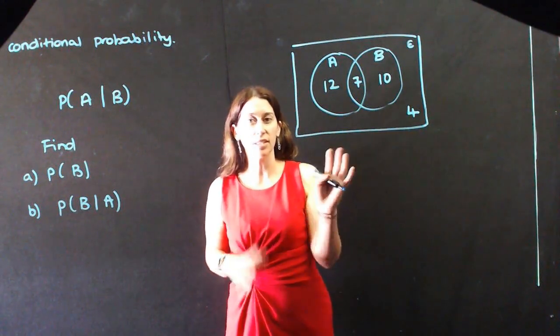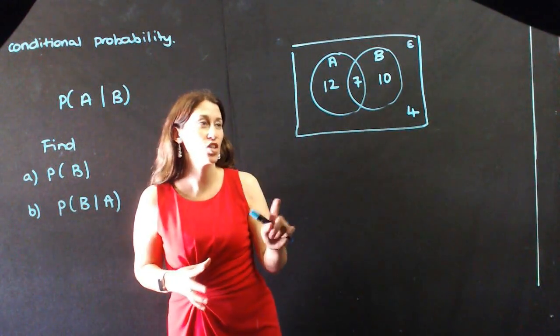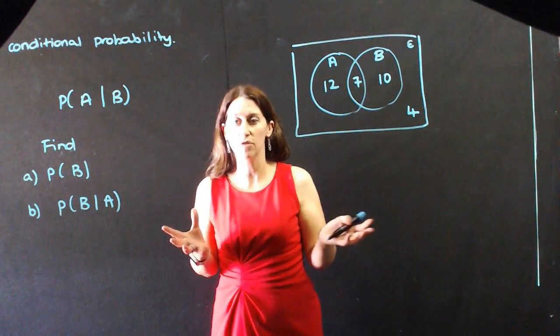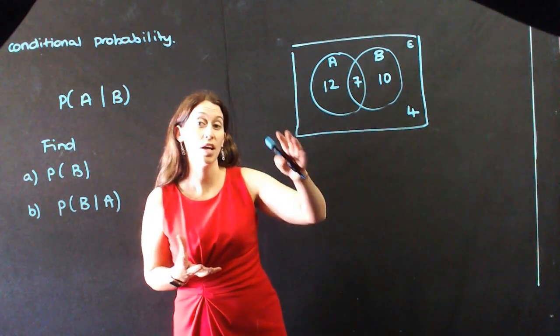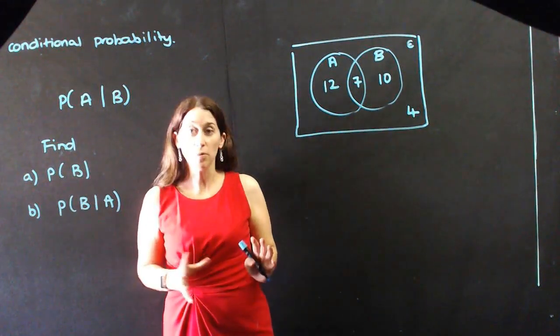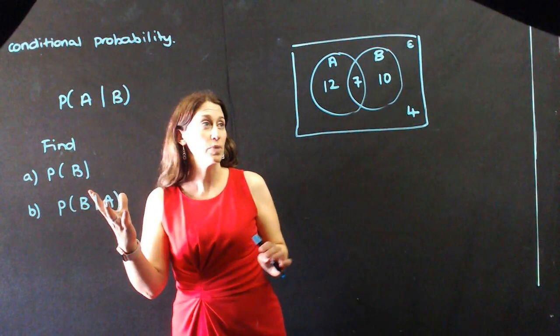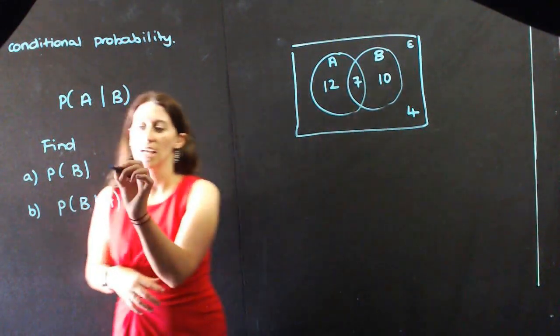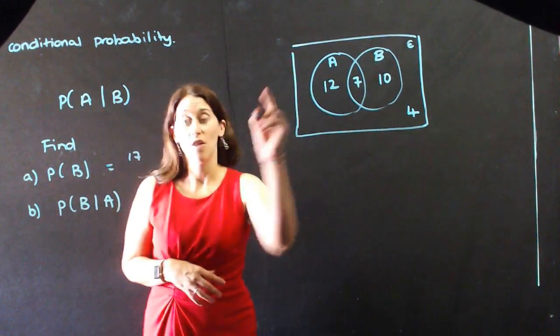So what we have here is a survey of 33 students. Just double check, 12 and 7 is 19, plus the 10, 29, plus the 4, 33. So we have 33 students within our universal set. So the probability that a student picked at random likes bananas is this circle here, which is 17, out of the total 33.